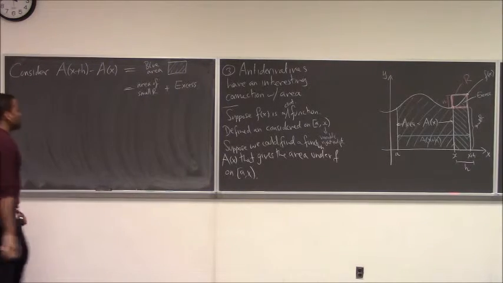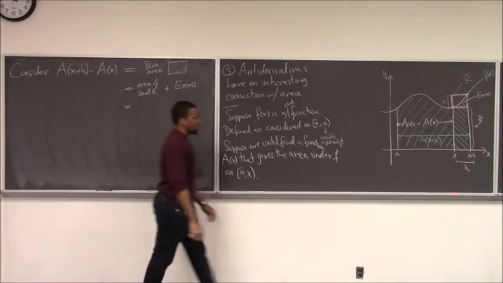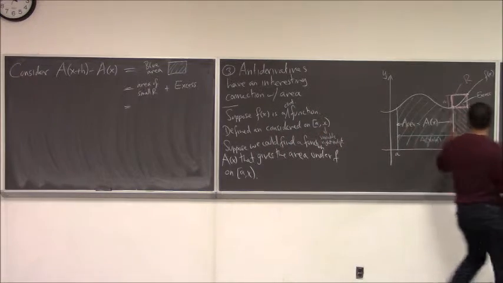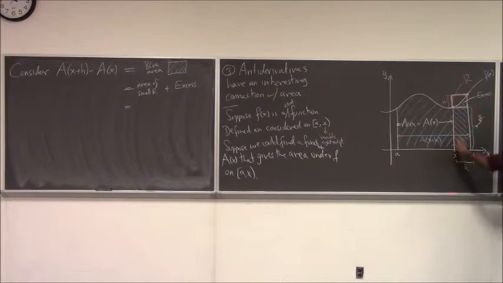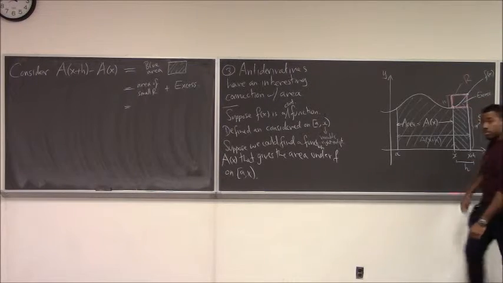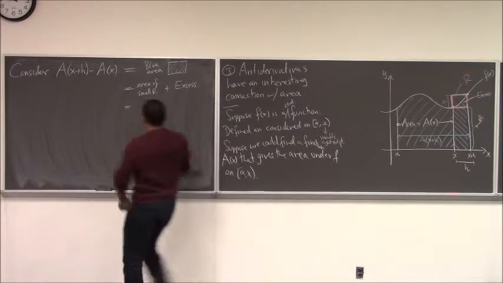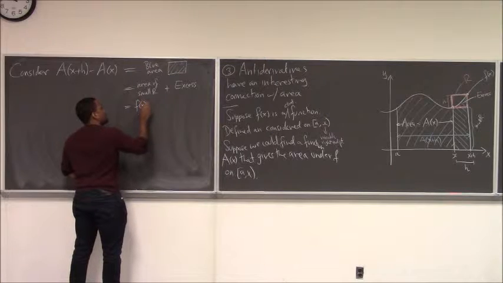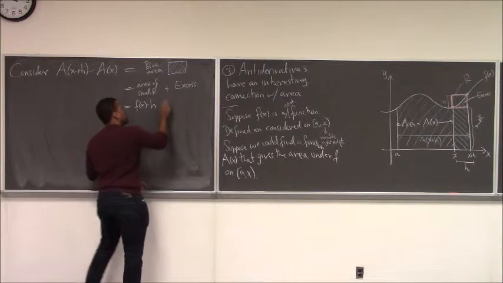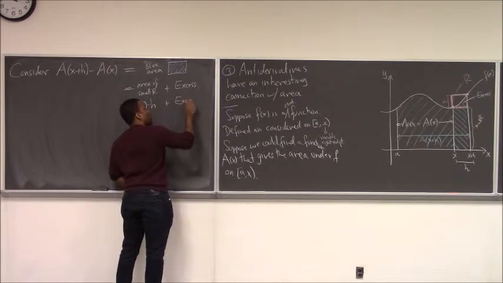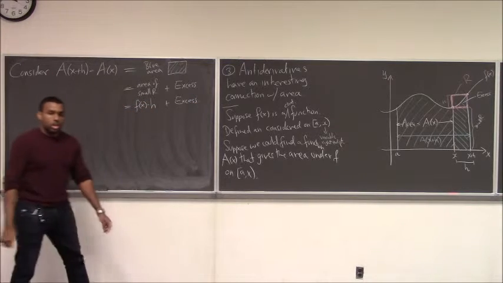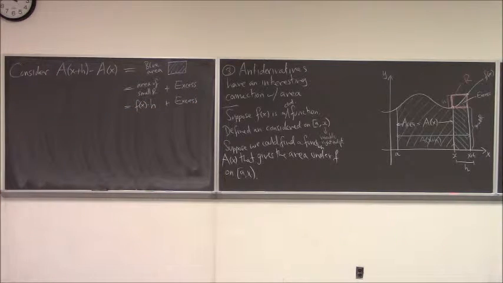Now let's actually look at what these guys would be. Area of the small r, well, the small r is just a rectangle, so it's going to be length times height. The height, though, is actually given by the function f of x. So this is f of x times h, plus this little excess, which we don't know enough to actually figure out a formula for.